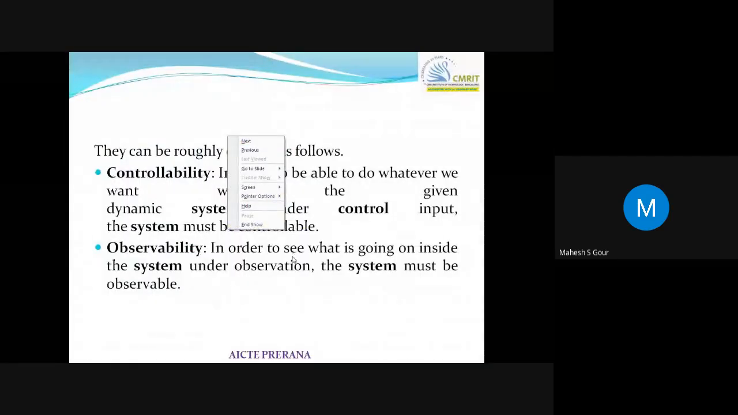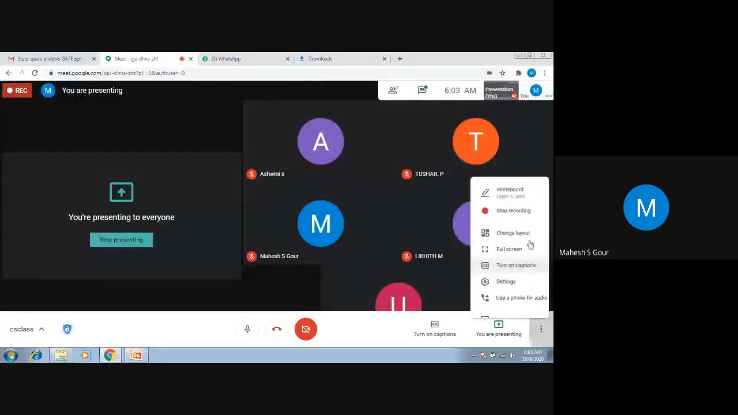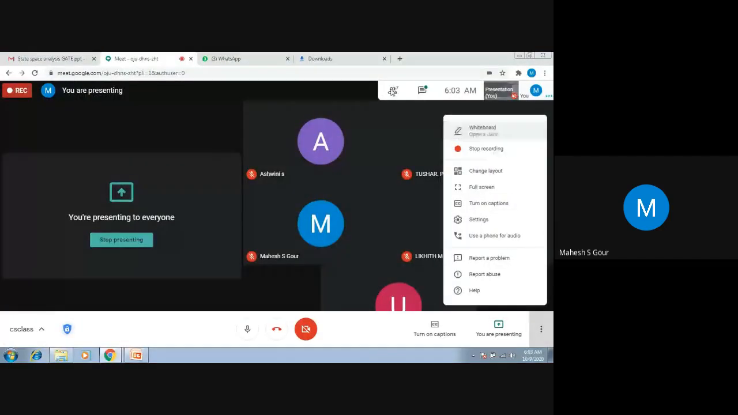Okay, I'll take 2 seconds. Shall I explain what controllability and observability are? I'll just give the basics because using the definition you won't understand much. Take a whiteboard.